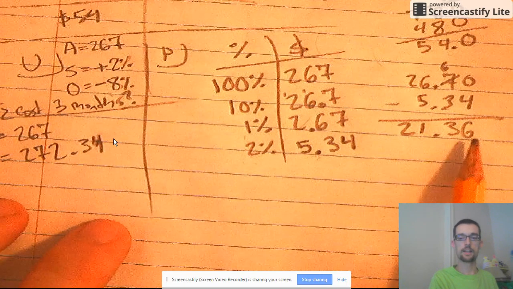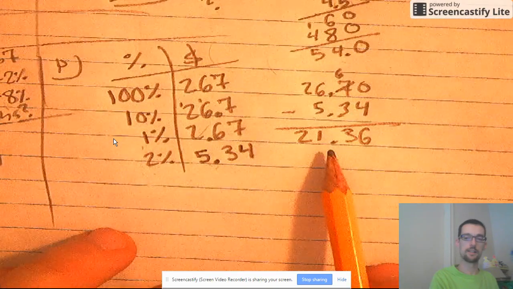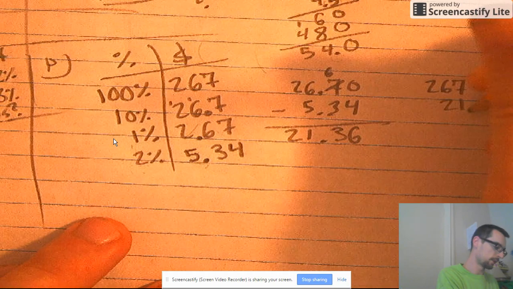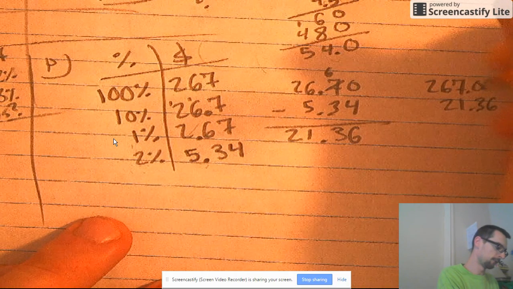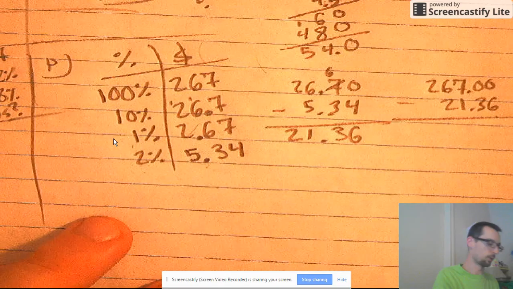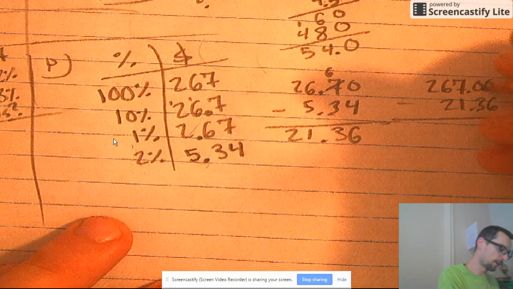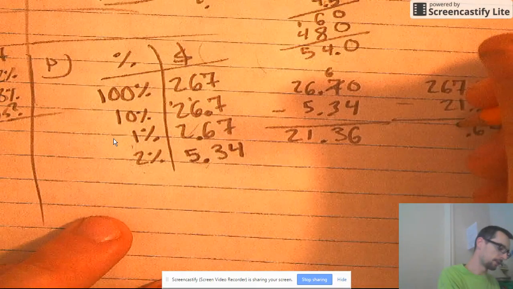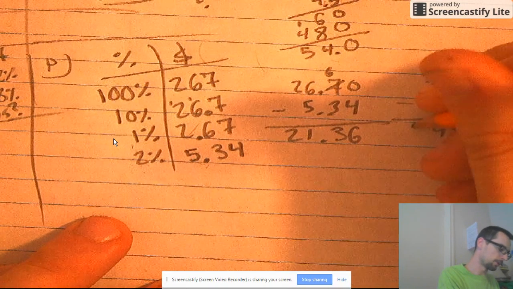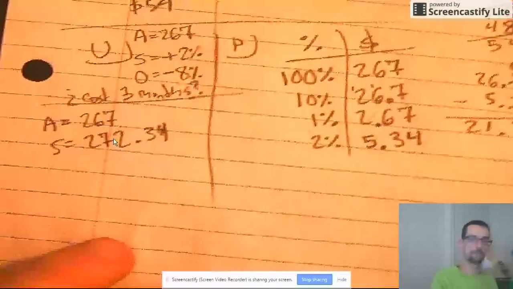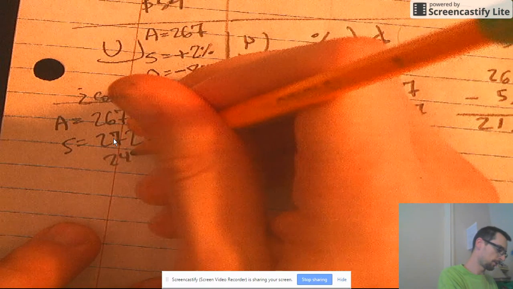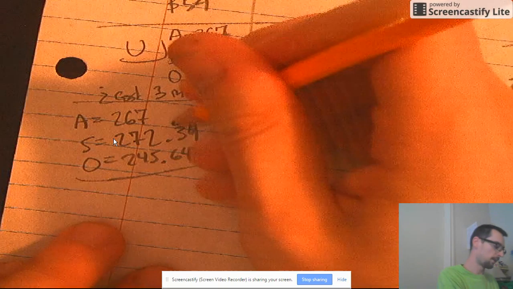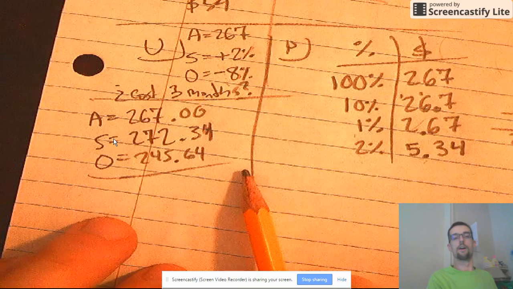So now I gotta take this away from August. Let's see, 267 minus 21.36. All right, let's do this real quick. 10 minus 6 is 4, but I gotta borrow. 9 minus 3 is 6, but I had to borrow. 6 minus 1 is 5. 6 minus 2 is 4, and 2. 245.64. And my grand total then for all 3 months will just be the sum of these 3 numbers.